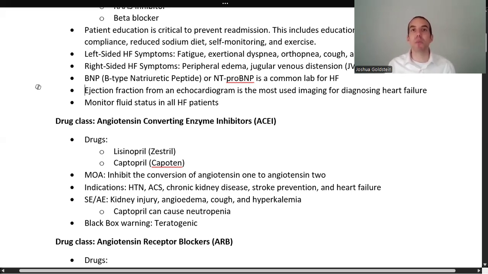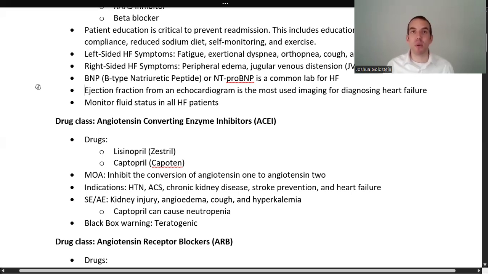A high afterload means the vessels are constricted. We want to reduce the afterload, which means the vessels are dilated. And vessel, we're talking specifically, in this case, the aorta. So again, heart failure is treated by affecting the afterload, the preload, or the contractility. ACEs and ARBs both work by reducing afterload.